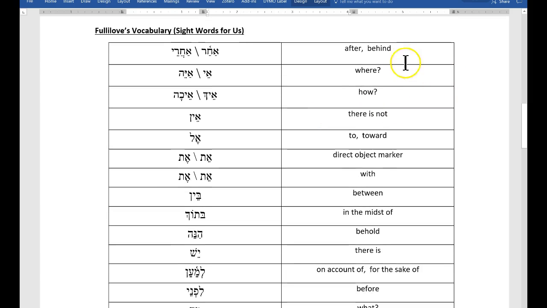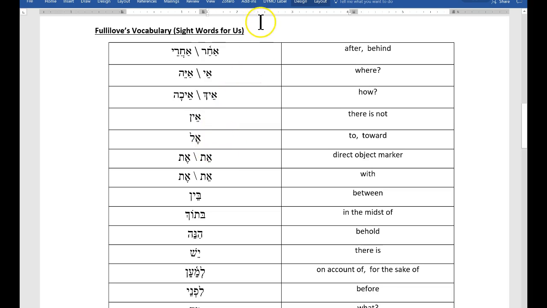If we just look over Lowe's vocabulary, these are common words. They're all interrogatives. These will not be on our test, but we'll take this as an opportunity to become familiar, and some of them there will be review. Achar, achare is after or behind. Ayeh is where. Eikha is how. So all these are questions. Ayin, there is not. So this is how you say there is not something.